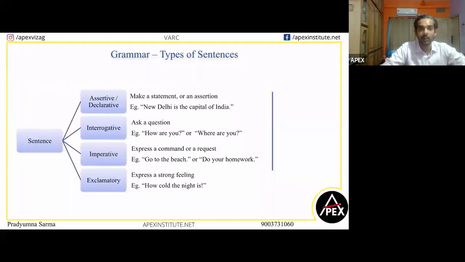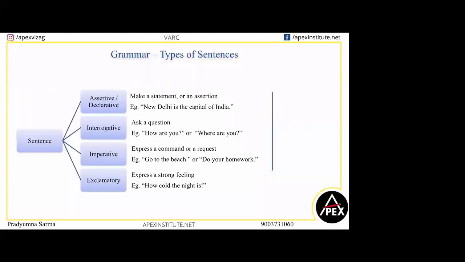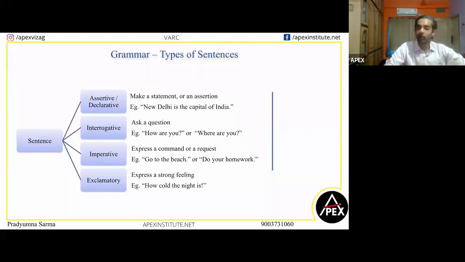Okay. Now, in grammar, we have four different types of sentences. All right? These are very basic concepts, so you don't need to really worry about these concepts as such. Okay. Now, the first type of sentence is something called an assertive or a declarative sentence. What is it? Let's take one moment and just think about why do we even need sentences. All right. Sentences are a meaningful combination of words.